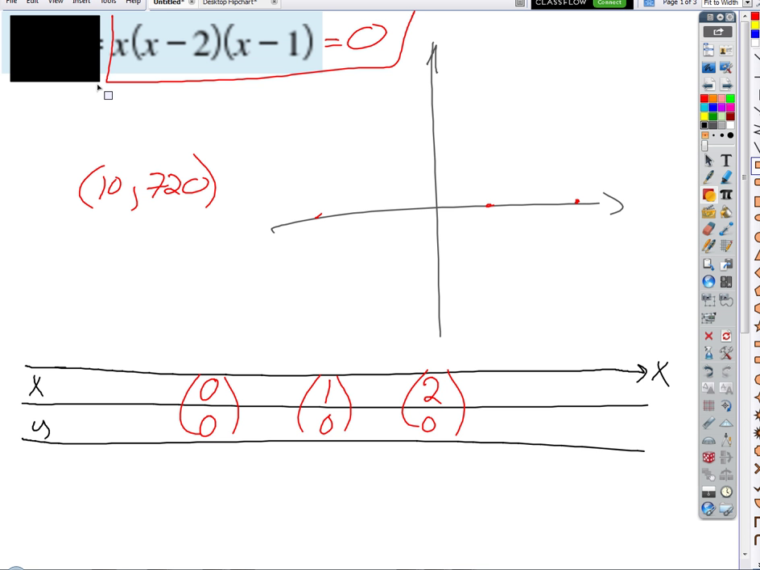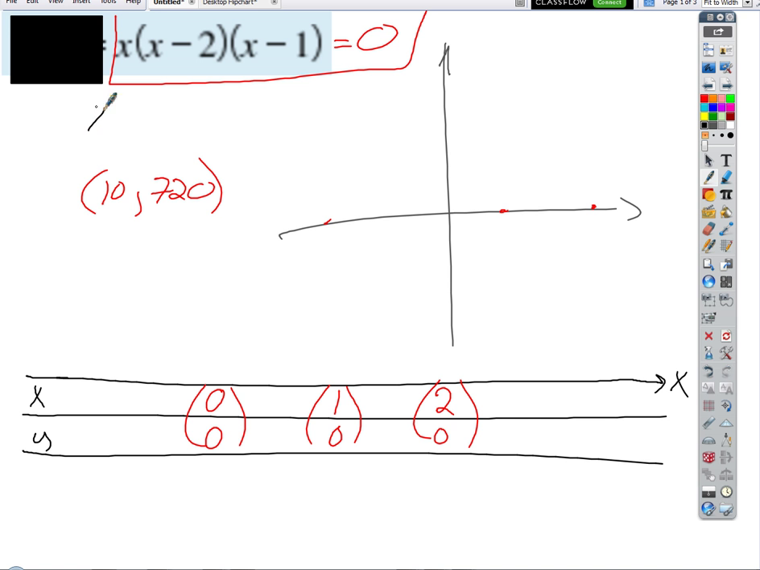This would have been a much harder problem if it had been something like this. If I were to expand all this out, just trust me for now, I don't want to spend time talking about this. We'll get more practice with this later. If I were to expand all this out, I would get x cubed minus 3x squared plus 2x equals 0.